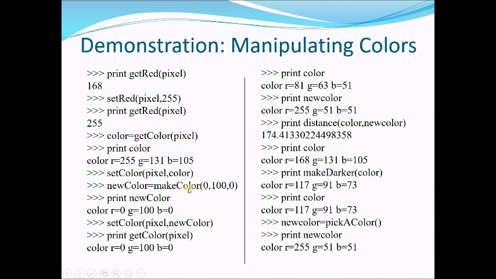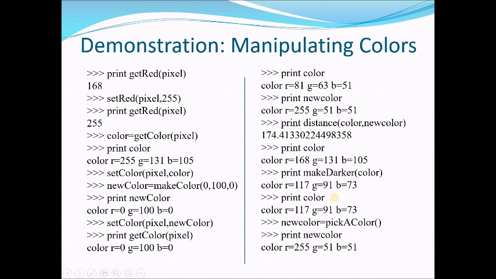Then we also saw the make color command, and we also have the get color command. Here you will see one new function, the distance function. We don't use it now. It will come at the end of the chapter, so ignore it for now. And then finally we see the make darker and make lighter functions.